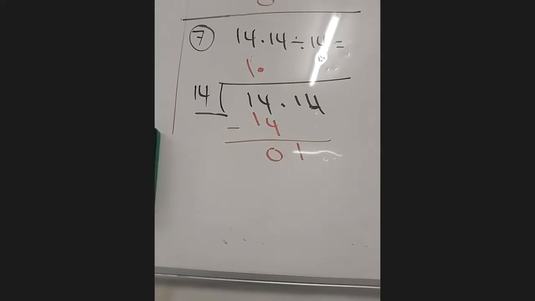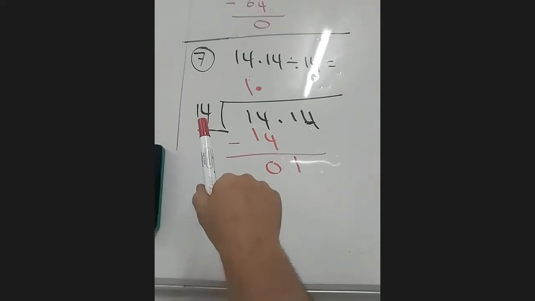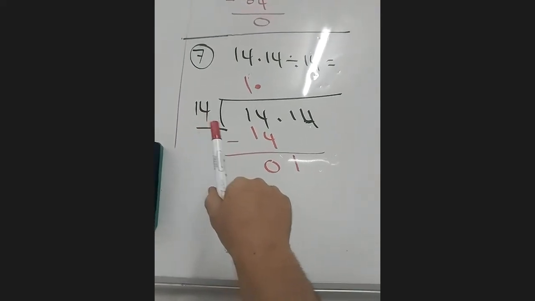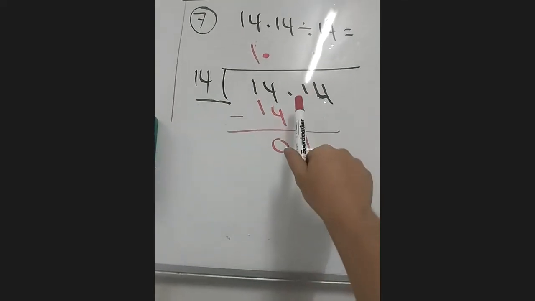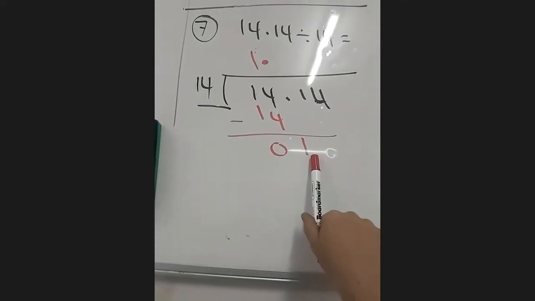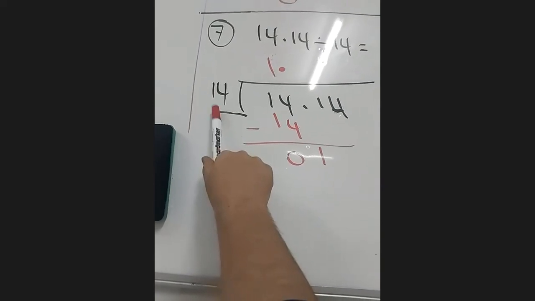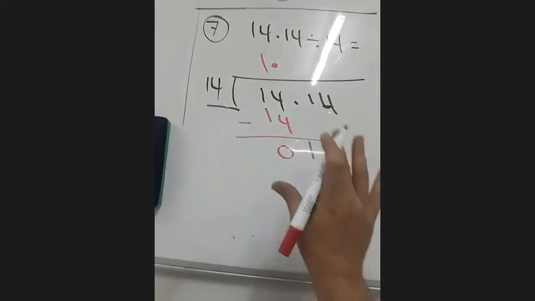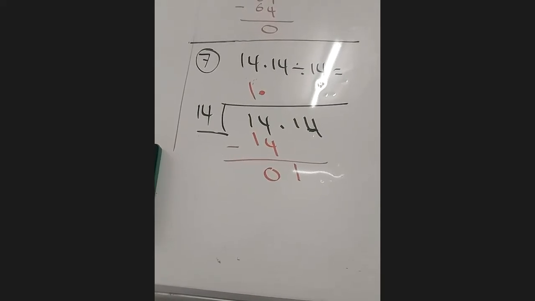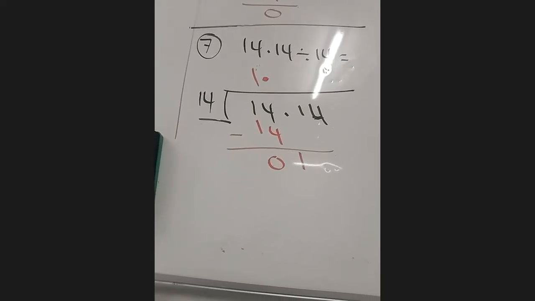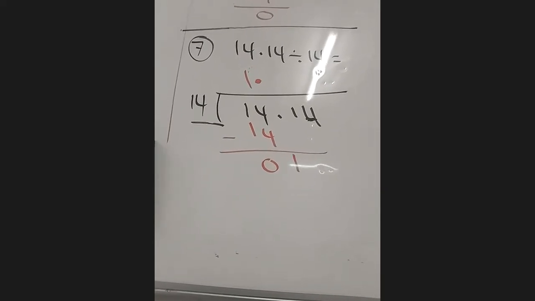Then 1 can divide on 14? No. Focus. We get the 1 down, right? The 1 can divide on 14? No. Why? Because it's less than. What do we do in this case, remember? We will take also the 4? No, we don't put the 4 down directly. We need to do a step before it.